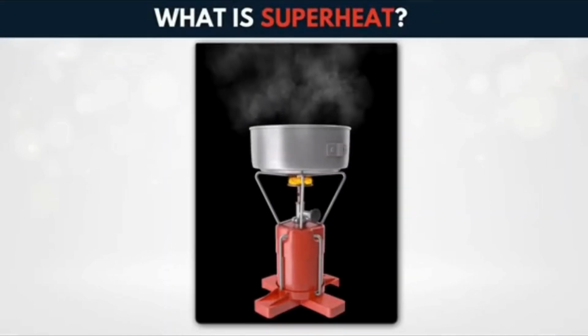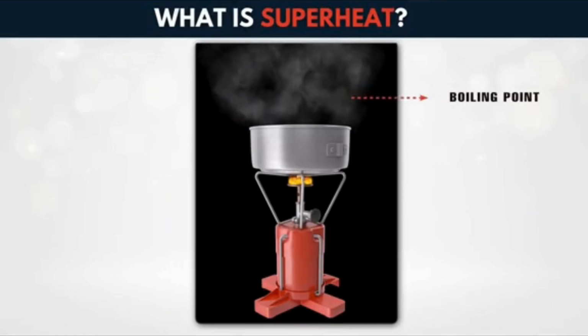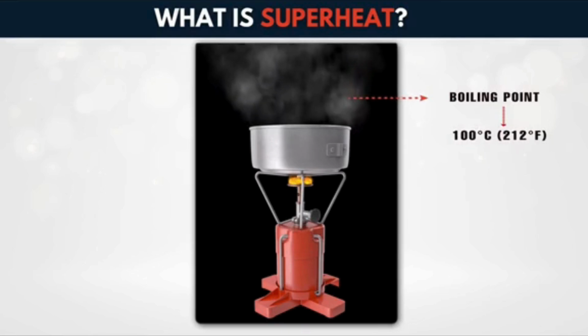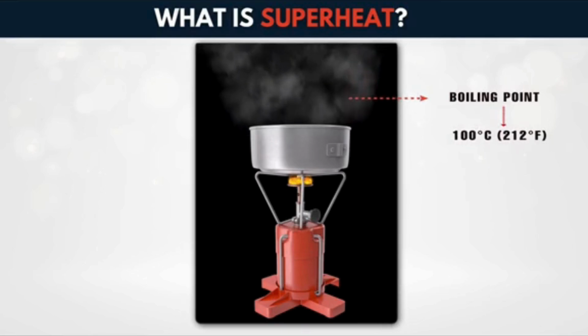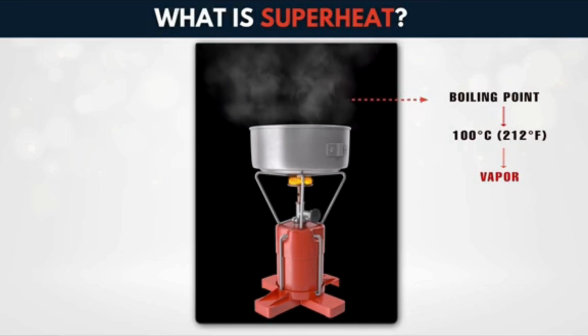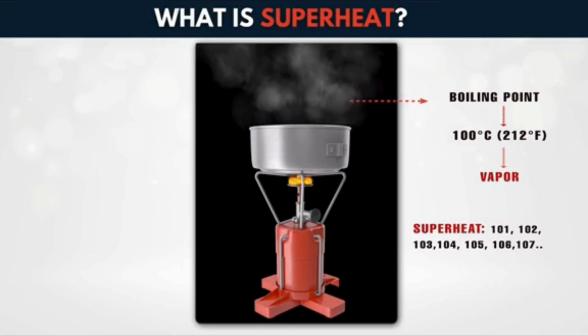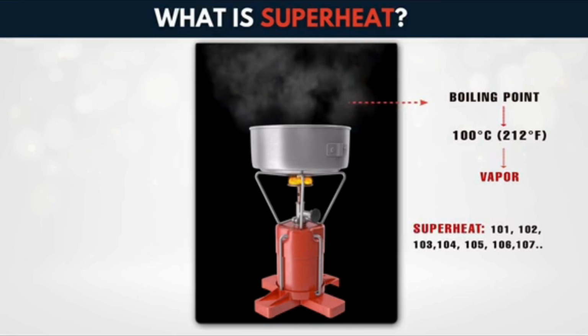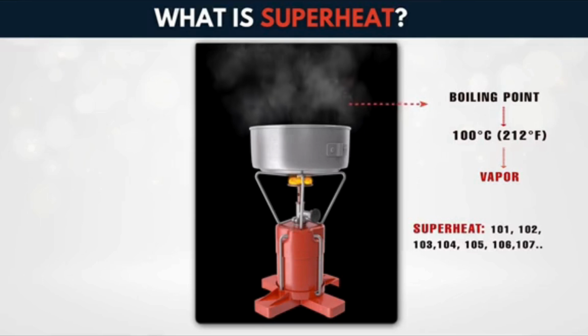What is superheat? Think about heating water. At first, the water temperature rises until it reaches its boiling point, which is 100 degrees Celsius, 212 degrees Fahrenheit, at sea level. At this temperature, water begins turning into vapor. If you keep adding heat after it reaches the boiling point, the vapor temperature rises above 100 degrees Celsius. This additional heat is what we call superheat, the heat added beyond the boiling point while the substance is in the vapor phase.